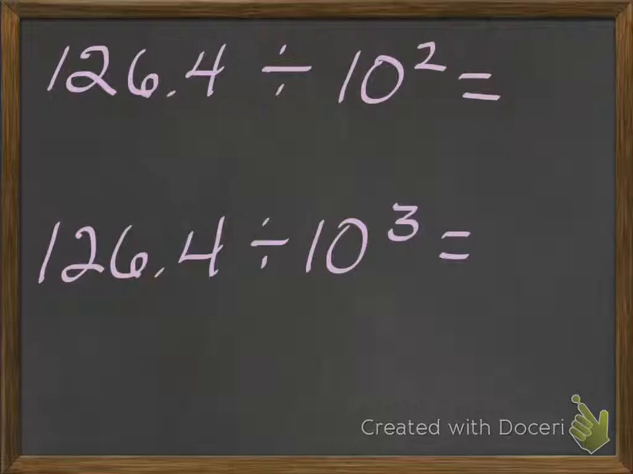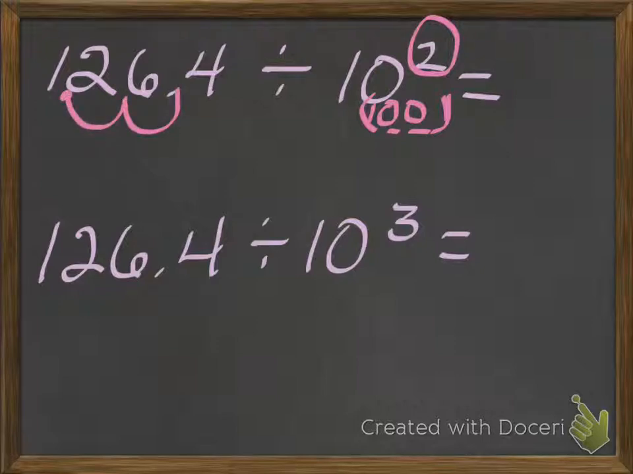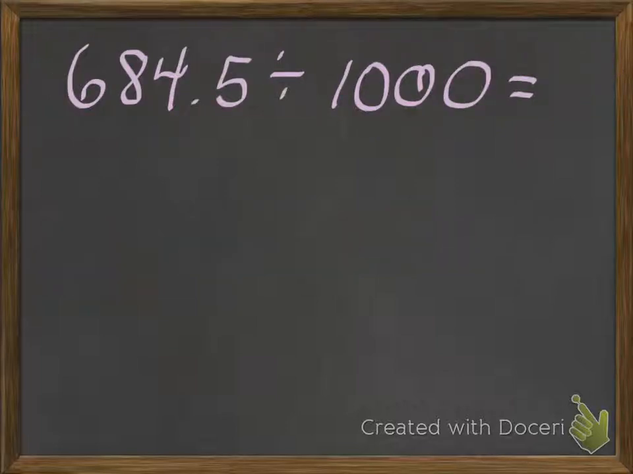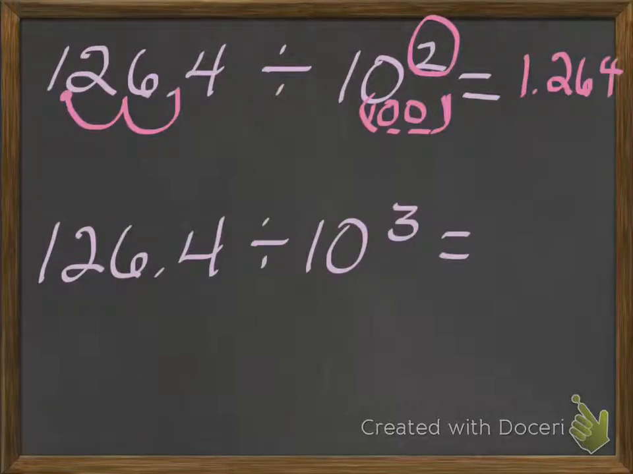126.4 divided by 10 to the second power, which is the same as 100. Okay, that's the same thing. 100 is the same as 10 to the second power. There are 2 zeros, or I could see that it's the power of 2. So I'm going to move that decimal point over 2 places. My answer is going to be 1.264. Whoops.